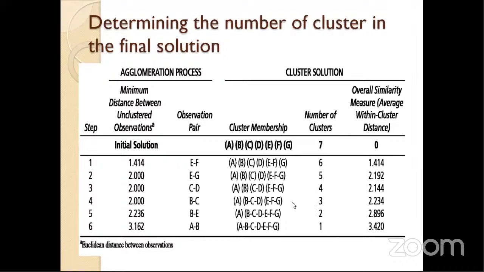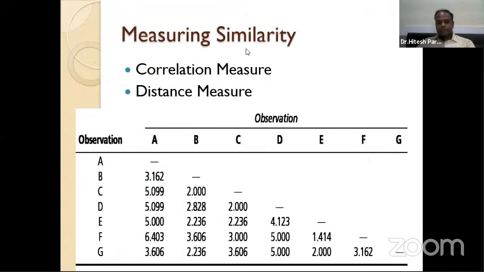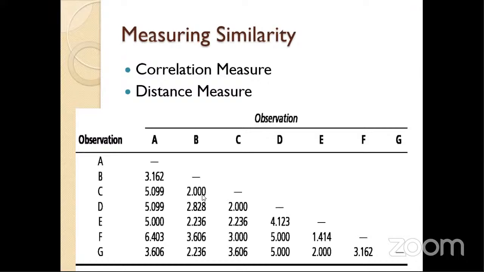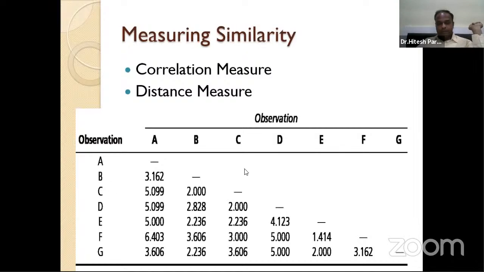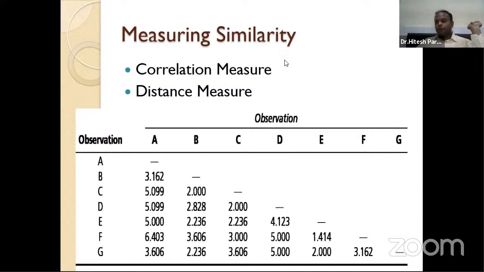Now, if I again go back to our distance matrix, with respect to E and F, which two observations would you like to combine in our second step? From 1.41, we need to move to the next lesser distance. The next lesser distance, as you can observe, is 2, but you have 3 choices available. You can combine B and C, you can combine C and D, or you can combine E and G. Out of these 3 pairs, which pair would you like to combine?